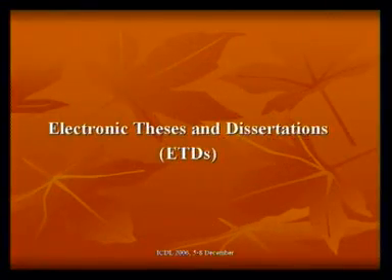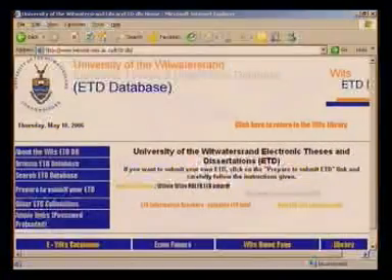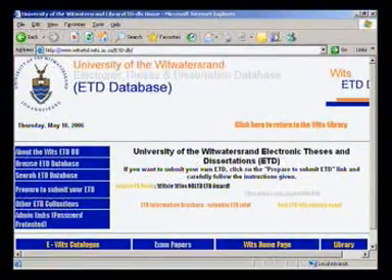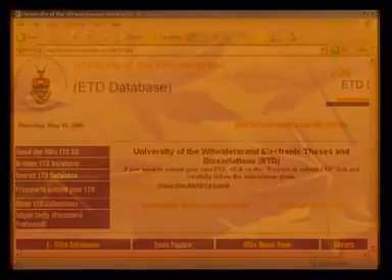This is on the electronic thesis and dissertation initiative in South Africa. These are the resources we use, and the universities that have initiatives. That's another website of my university on our ETD database. In South Africa, we're trying to look at a national ETD system, and that's what it's going to look like.